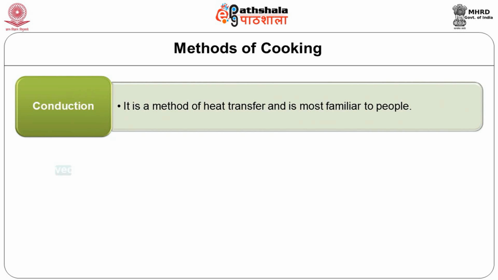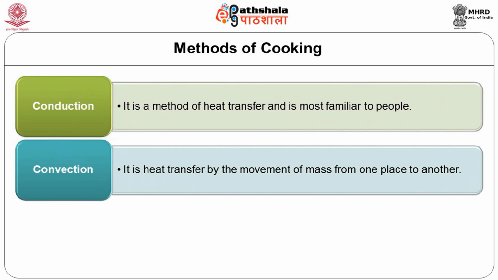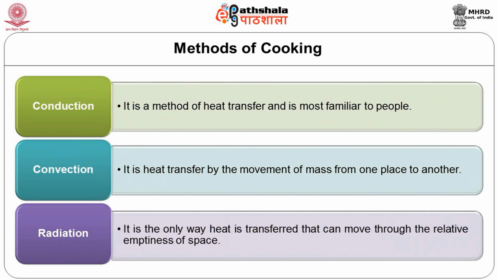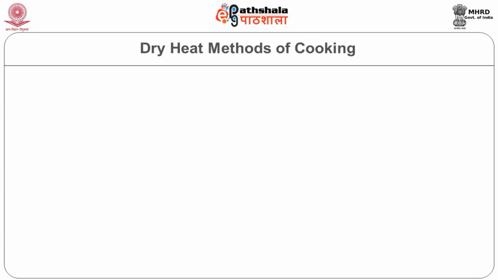Convection is heat transfer by the movement of mass from one place to another. It can take place only in liquids and gases. Radiation is the only way heat is transferred that can move through the relative emptiness of space. Now, we shall go to the core of this module on dry heat methods of cooking.